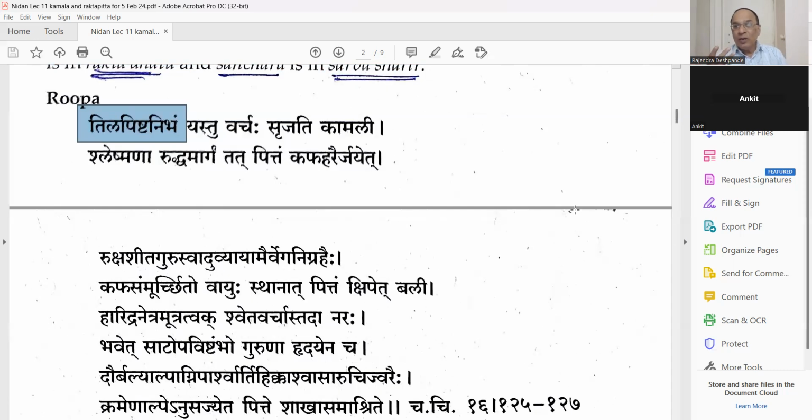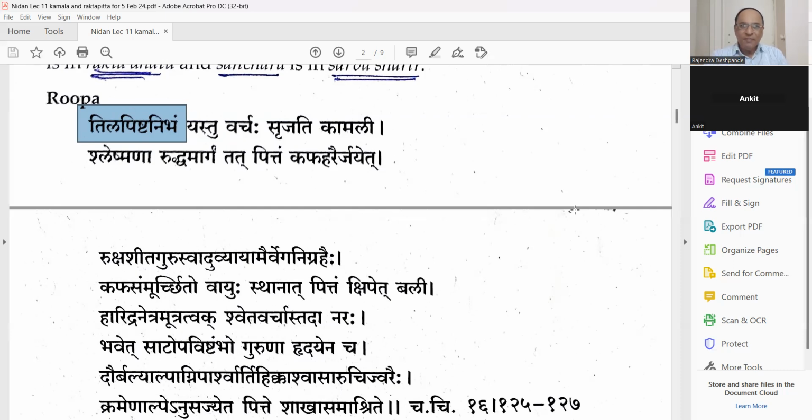Where your stool becomes a little bit white in color. Tilapishta Nibha. Tila is sesame. When the sesame is ground in the machine, the powder that comes out is a little bit gray in color. That type of color appears because the normal color goes away, as there is no pitta. So Tila pishta nibha. Nibha means similar, like a tila pishta. Tila is sesame seeds.